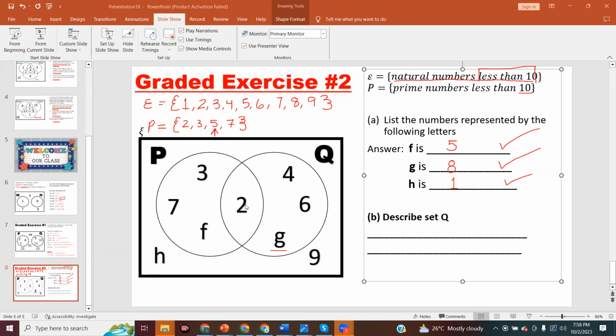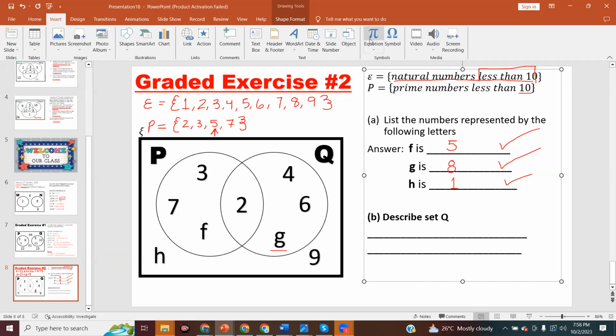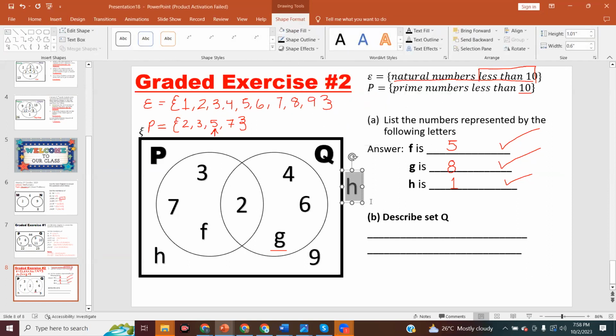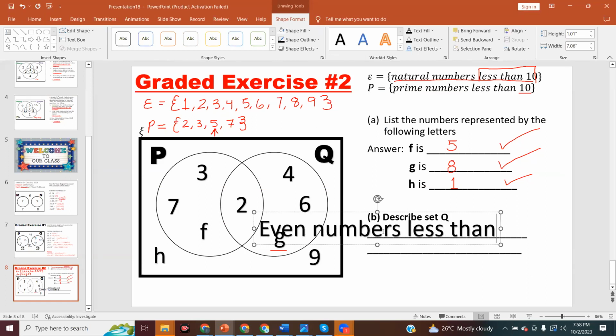But it's 2, 4, 6, and the last one is 8. You understand the pattern now. Yes, sir. Good. Describe set Q. Someone said it. Describe set Q: even numbers less than 10. Very good. Even numbers less than 10. So let's put that down. Set Q is going to be even numbers less than 10. All right, so that's the answer.